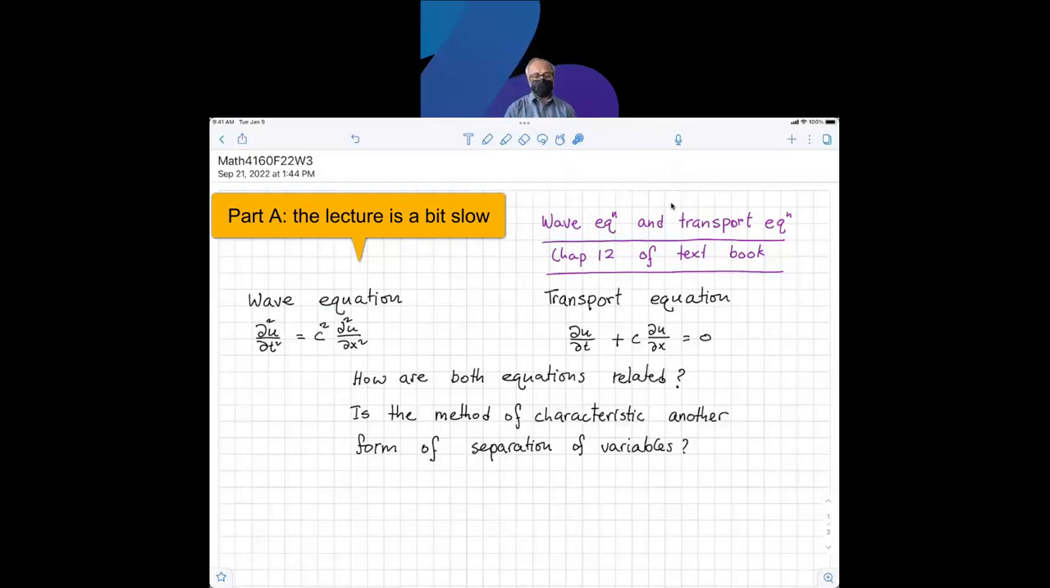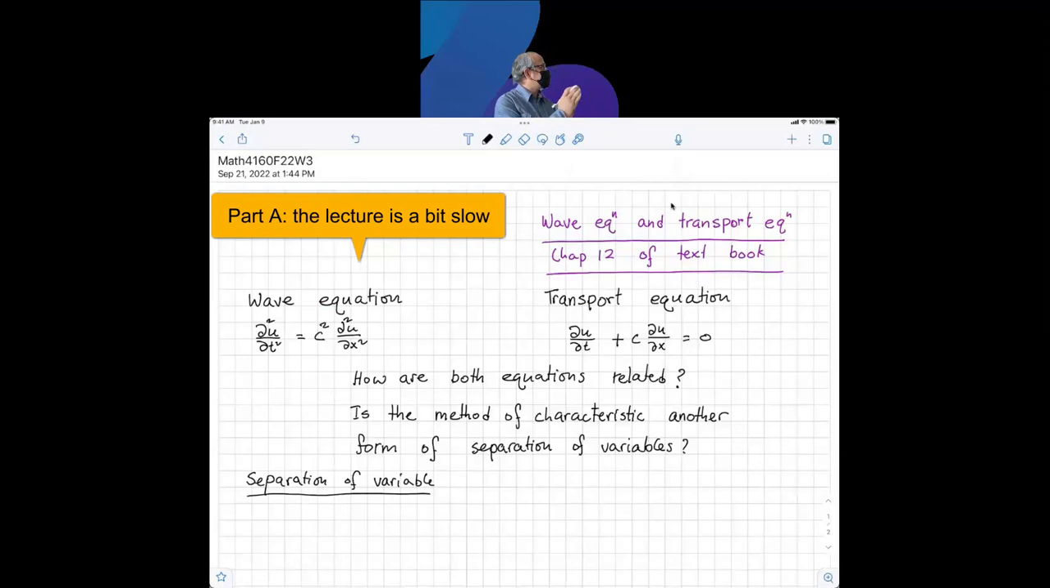So I'll start with separation of variables for today to see how separation of variables goes. And then I will jump into the method of characteristics, and basically in my view, separation of variables and method of characteristics is the same thing.